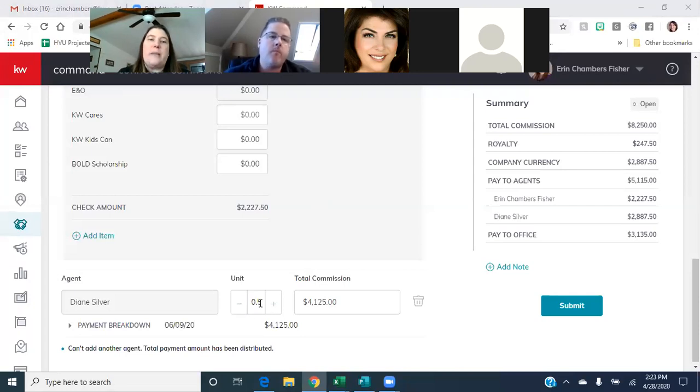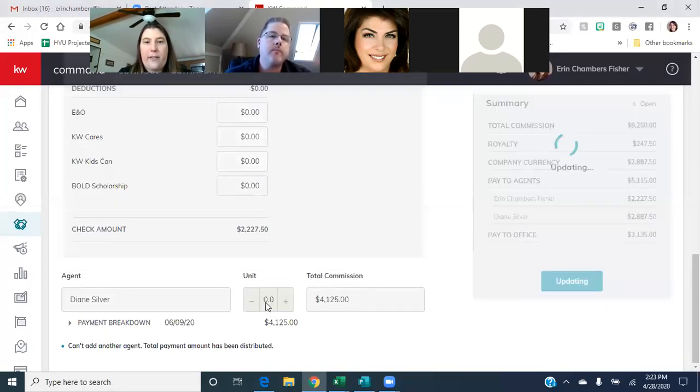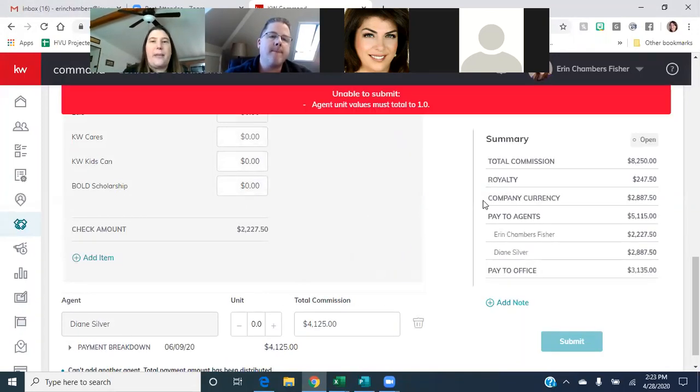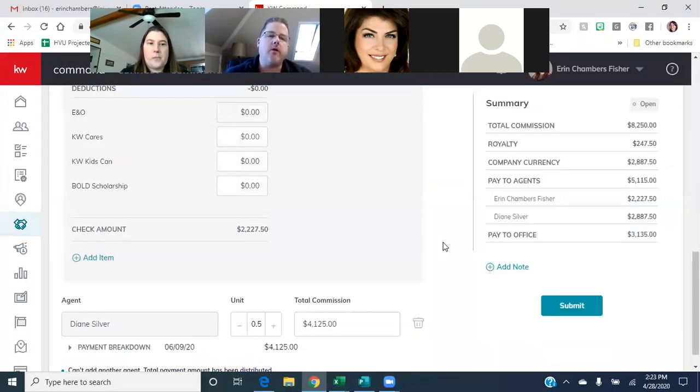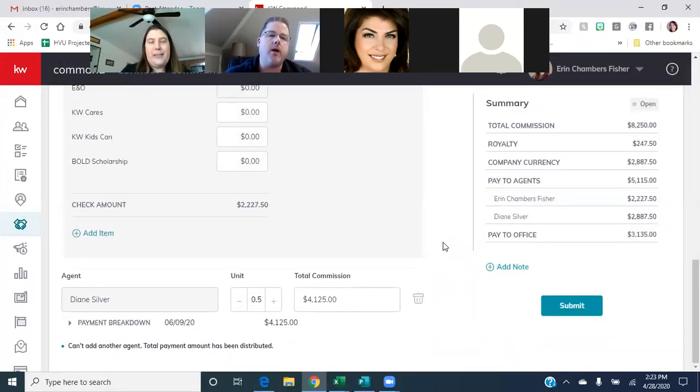You can manually manipulate this any way you want to. So if I were to change this to 0 units, let's say, but they're still getting 41.25, you can manually manipulate these figures to make it be whatever you need it to be. So once you add that other agent, you can go back up and make it a full 1.0, and the second agent will stay.